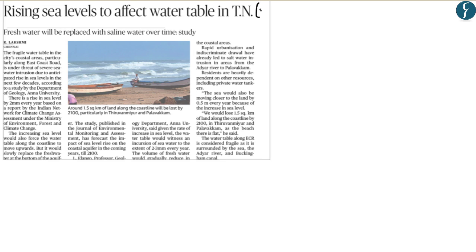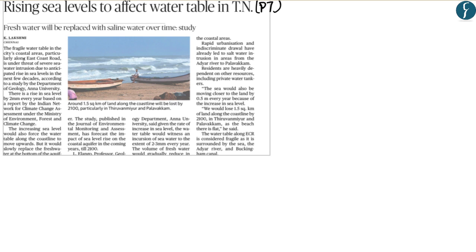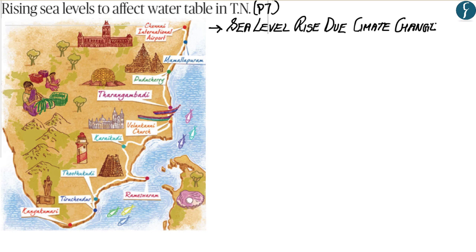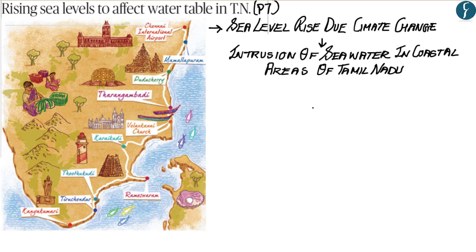Now, we have taken this article from page 7. Now, what this article talks about is that the coastal areas along the coast of Tamil Nadu are going to be affected due to the rising sea levels. Now, because of the sea level rise due to climate change, there has been an increase in the intrusion of seawater in the coastal areas of Tamil Nadu. And because there has been a severe intrusion of seawater, it has forced the water table along the coastline to move upwards.